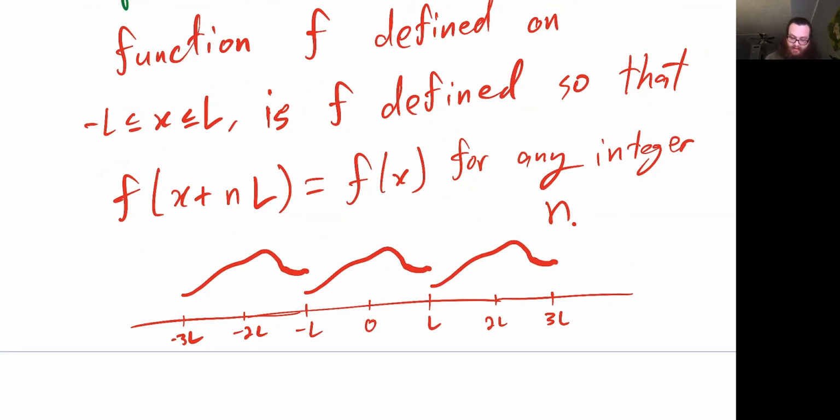And so then we end up with x plus n times 2L. There we go. We need the full period.